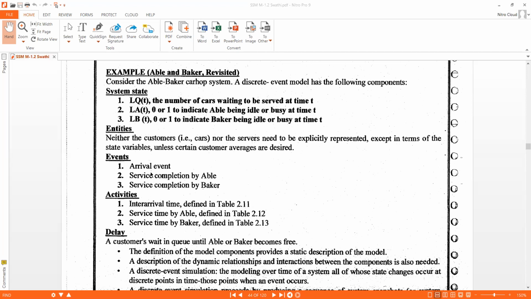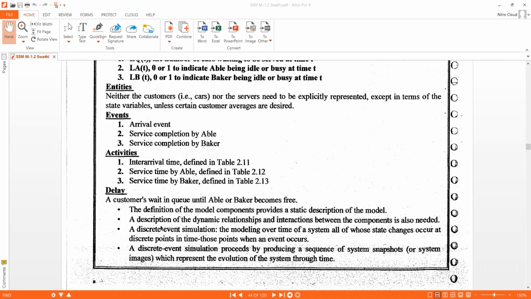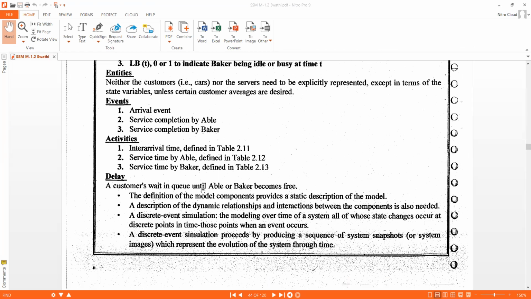Arrival event is customers arriving to the system. Service completed by Able is one event, service completed by Baker is another event. Next, activities here are inter-arrival time, service time by Able, service time by Baker. We have discussed these while solving the Able-Baker problem. And here, delays: a customer's wait in the queue until Able or Baker becomes free is delay.